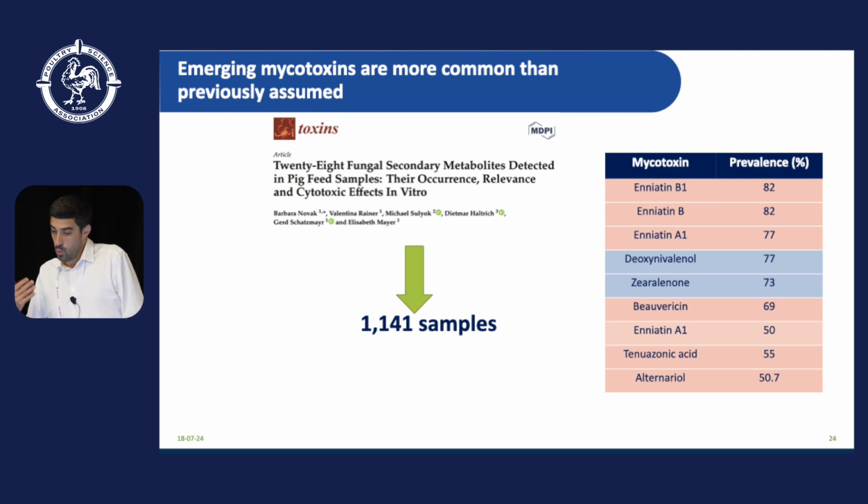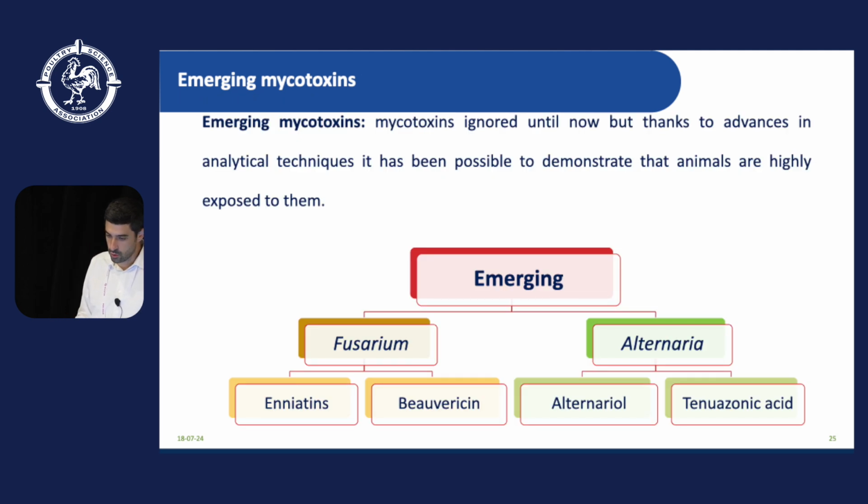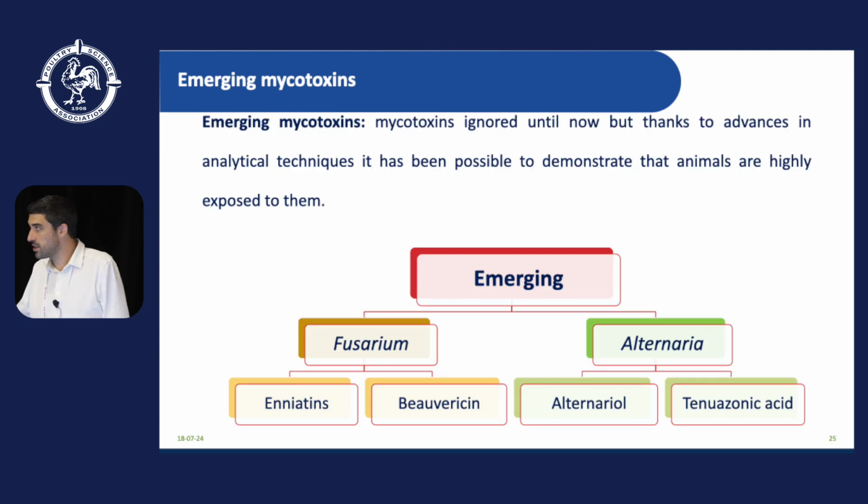So, thanks to all these analyses that we did, we confirmed the large presence of emerging mycotoxins, and if we only focus on the 4, 5, 6 legislated mycotoxins, we're missing a big part of the mycotoxin risk. So we need to also include these emerging mycotoxins in the routine analysis, because otherwise we are missing a big part of the mycotoxin risk.